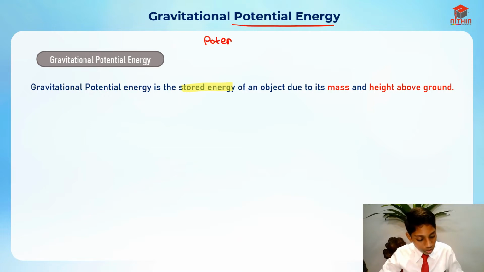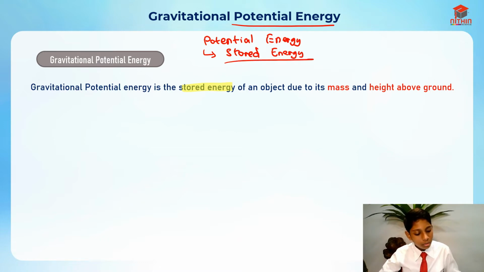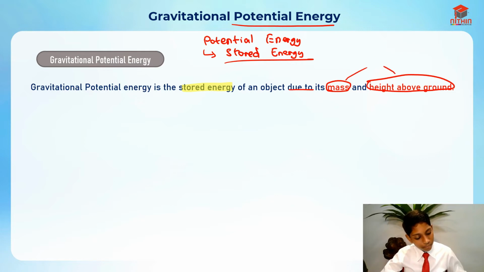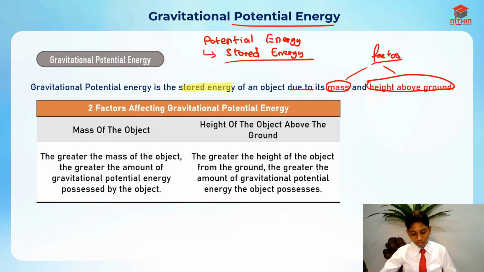So potential energy is actually stored energy. Okay, so you need to know this. Due to its mass and height above the ground, these are basically the factors affecting it. So let me go through the factors affecting the gravitational potential energy.